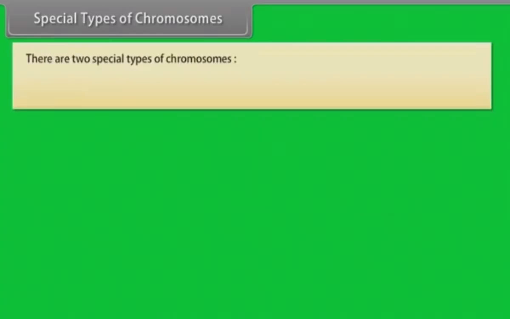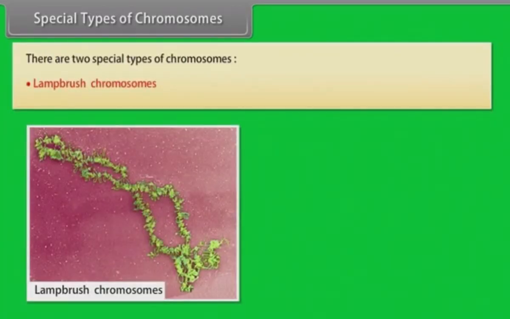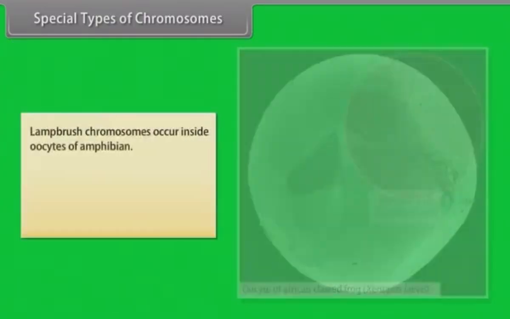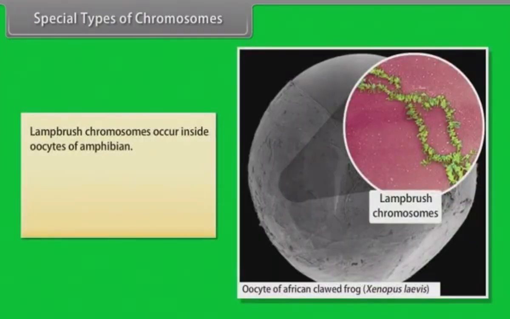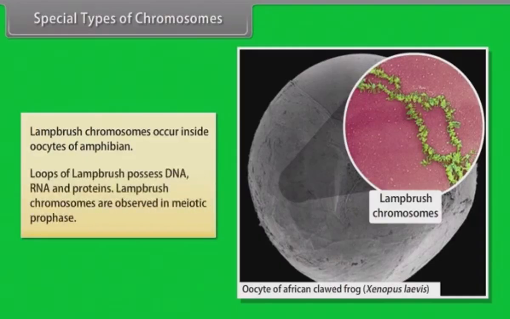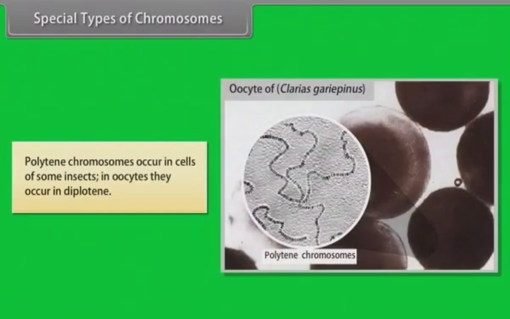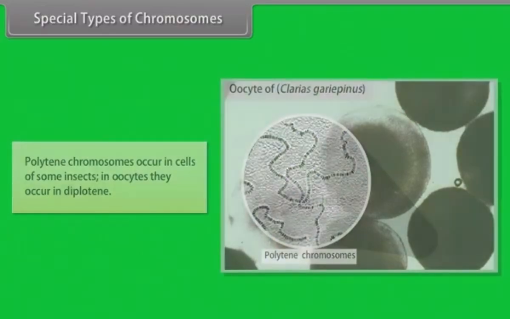Special types of chromosomes. There are 2 special types of chromosomes: lampbrush chromosomes and polytene chromosomes. Lampbrush chromosomes occur inside oocytes of amphibians. Loops of lampbrush possess DNA, RNA, and proteins. Lampbrush chromosomes are observed in meiotic prophase. Polytene chromosomes occur in cells of some insects. In oocytes, they occur in diplotene.